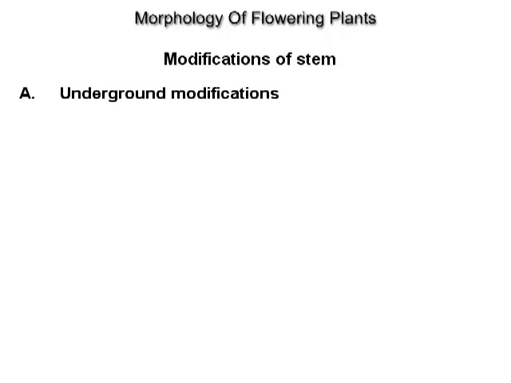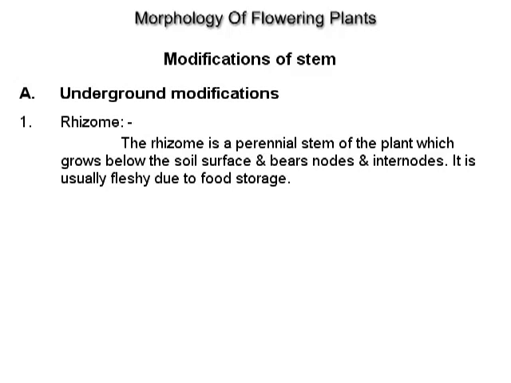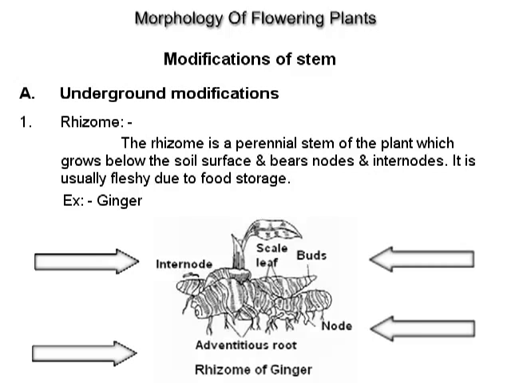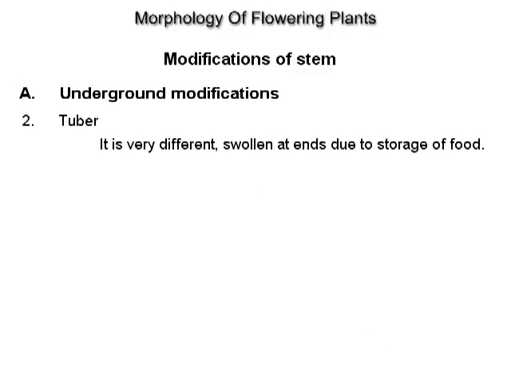Modifications of stem. Underground modifications. Rhizome. The rhizome is a perennial stem of the plant which grows below the soil surface and bears nodes and internodes. It is usually fleshy due to food storage. Example, ginger. Tuber. It is swollen at the ends due to storage of food. Example, potato.